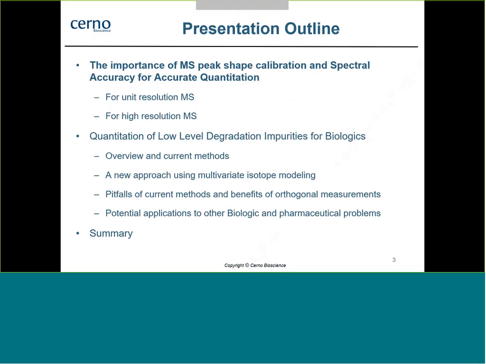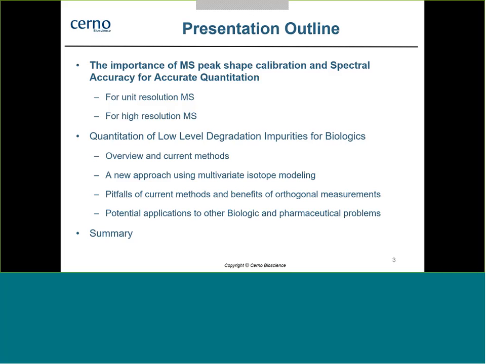And we're going to review the background on how this peak shape calibration works, first for unit or low resolution mass spectrometers, and also for high resolution mass spectrometers. And the data that we're going to talk about today is all going to be based around high resolution instrumentation. And so after our little backgrounder, we're going to dig into the meat of today's topic, which is the quantitation of the low-level degradation impurities for biologics.